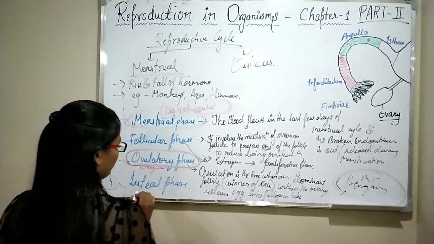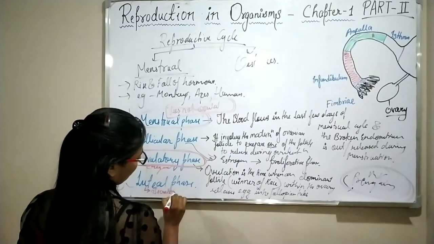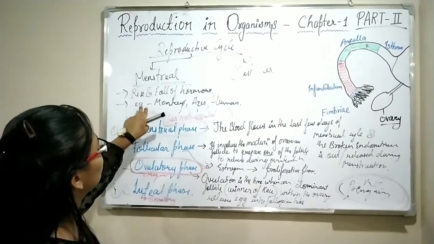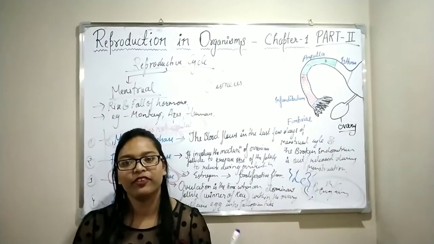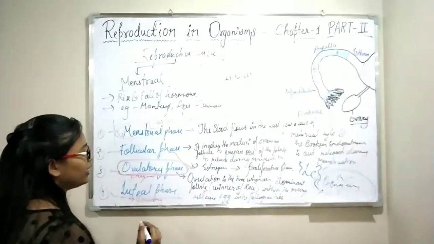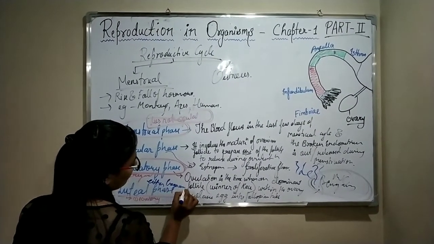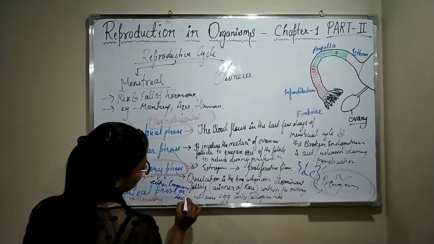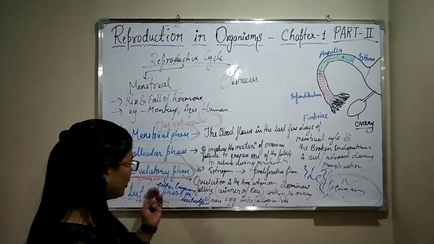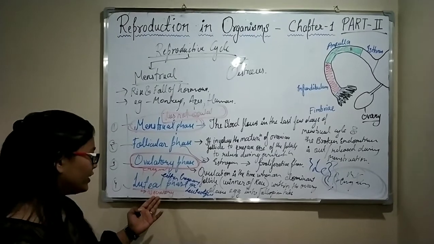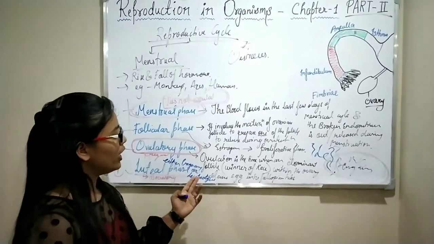And the last one is luteal phase, which is also known as secretory phase. It is the last phase of the menstrual cycle. It begins with the formation of corpus luteum and ends in either pregnancy or luteolysis. Luteal phase begins with the formation of corpus luteum and ends at the end of pregnancy or in luteolysis.